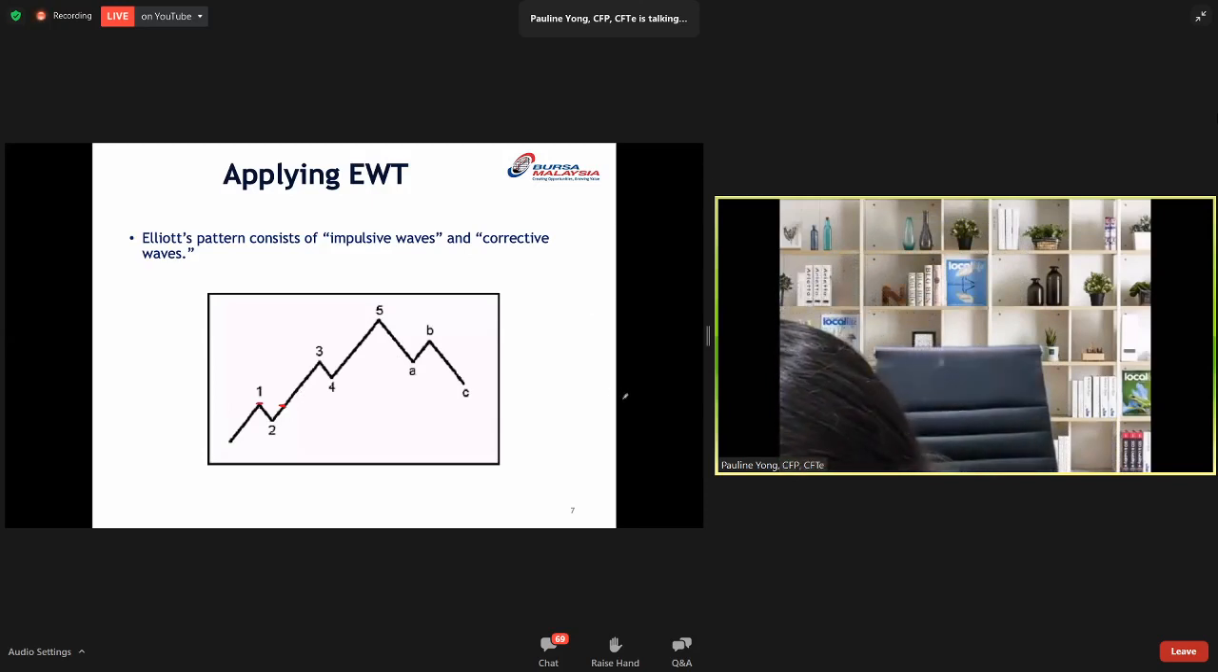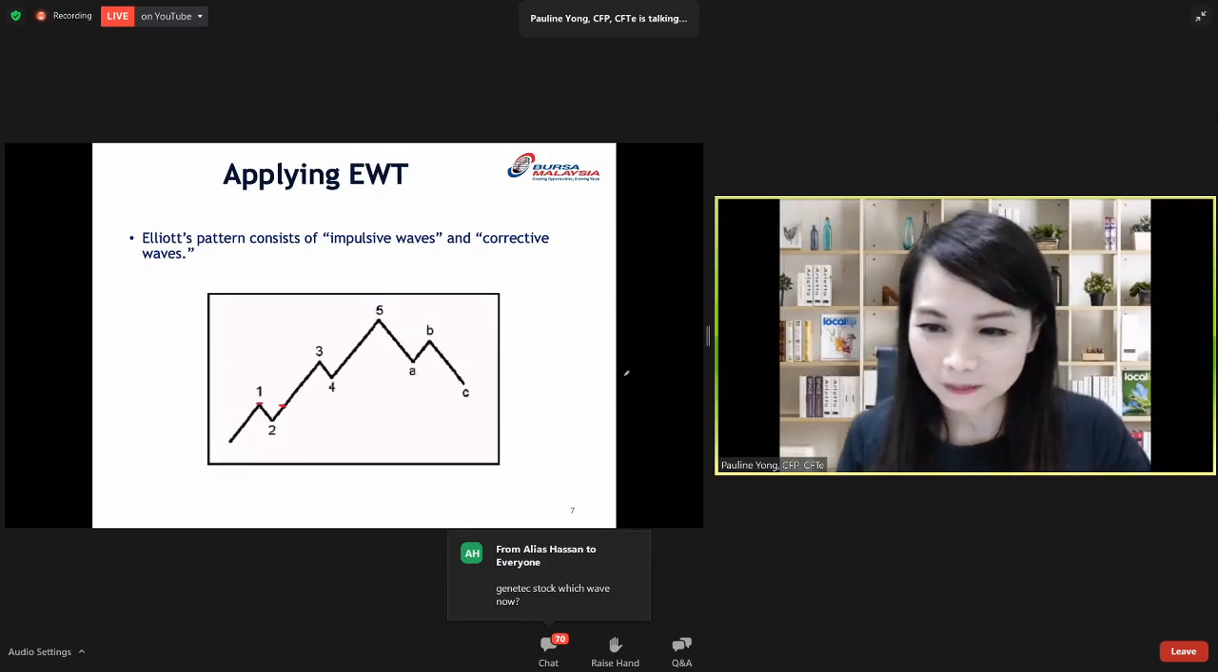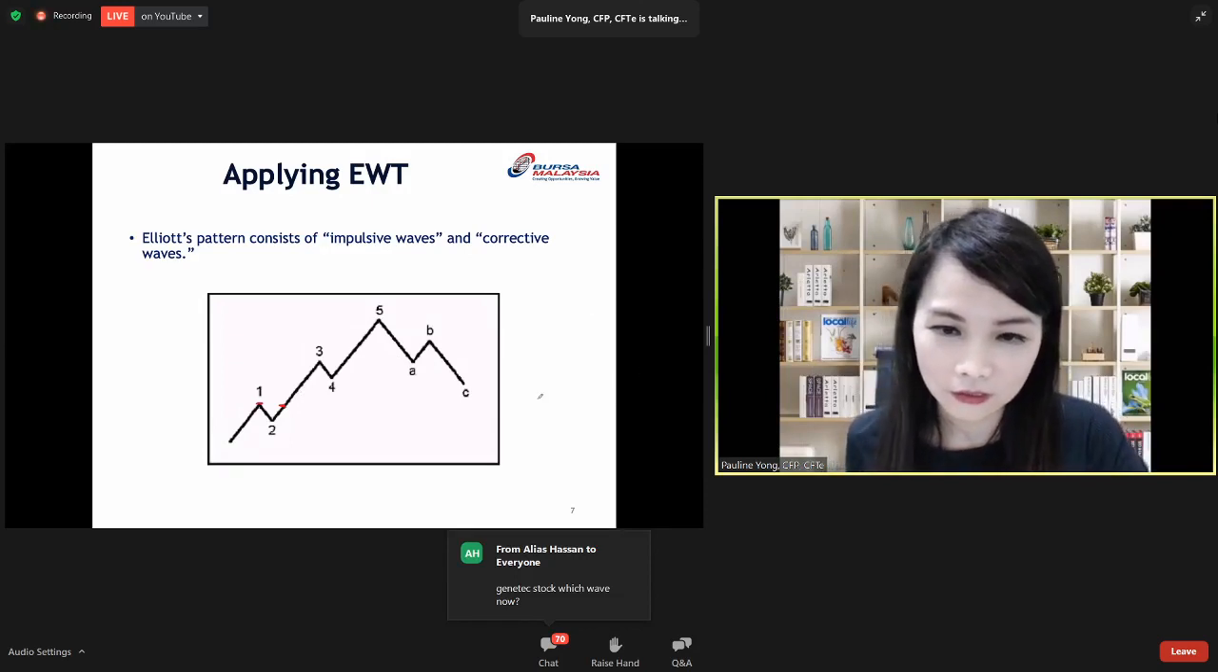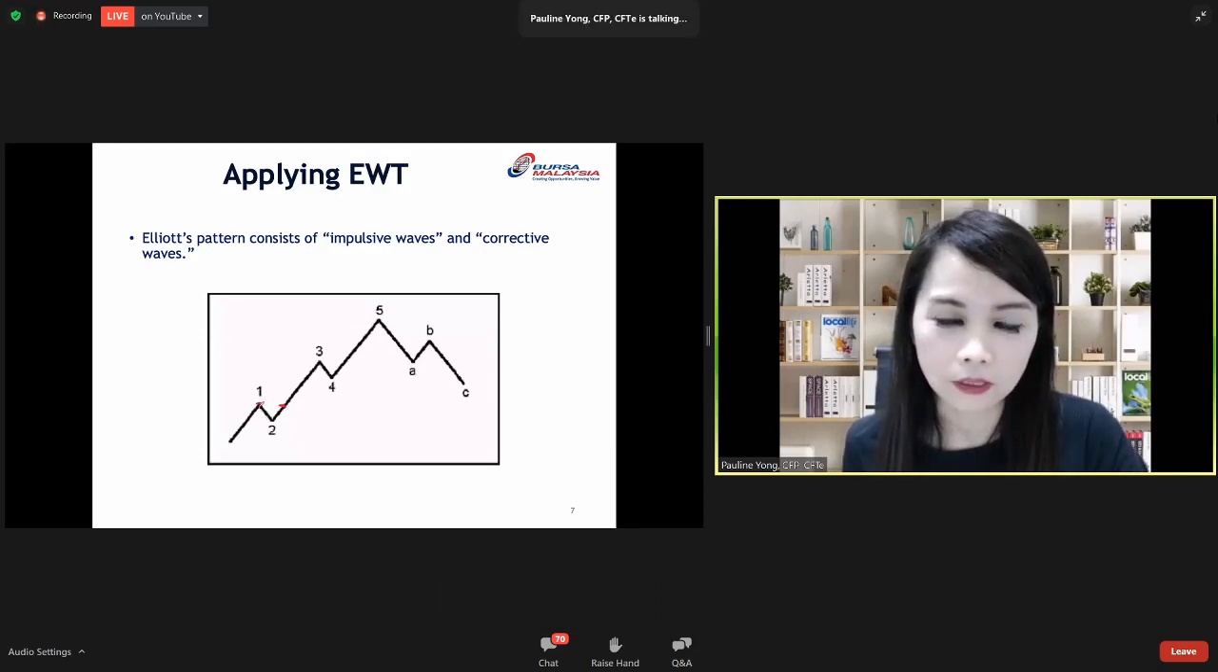And which wave is more volatile to scalp? For scalping, actually, the corrective wave maybe, because the corrective waves are the ones that are more random. So scalping, it is always good when it is random.